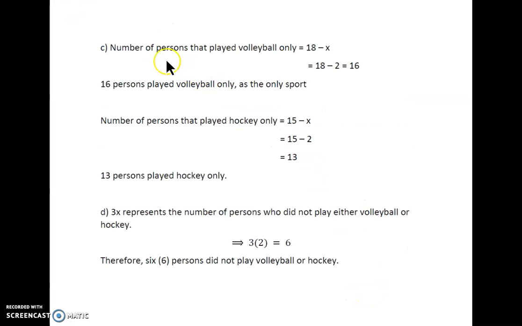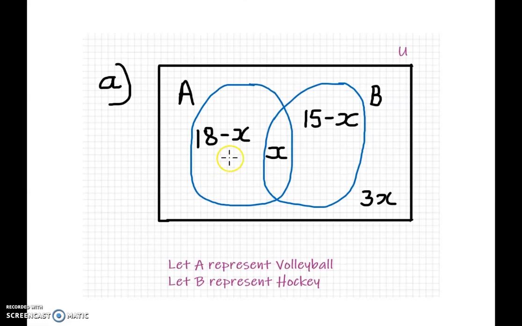So the number of persons that play volleyball only is really 18 minus x. You're seeing this from the Venn diagram. The number of persons that play hockey only will be this region here, persons who played hockey as the only sport.